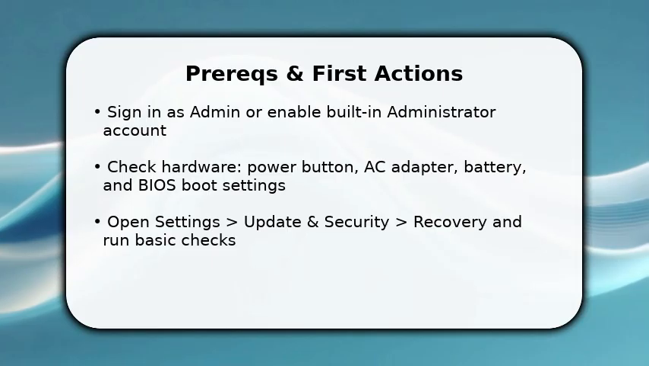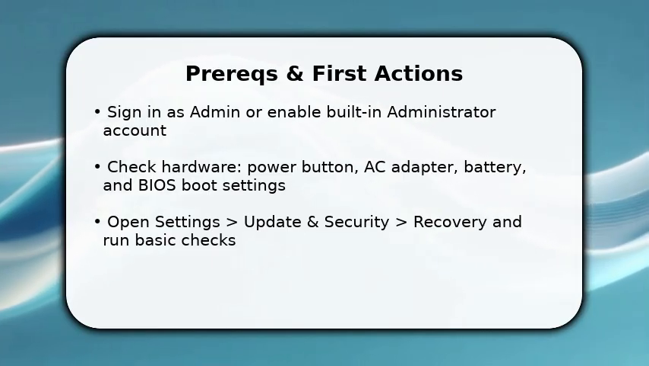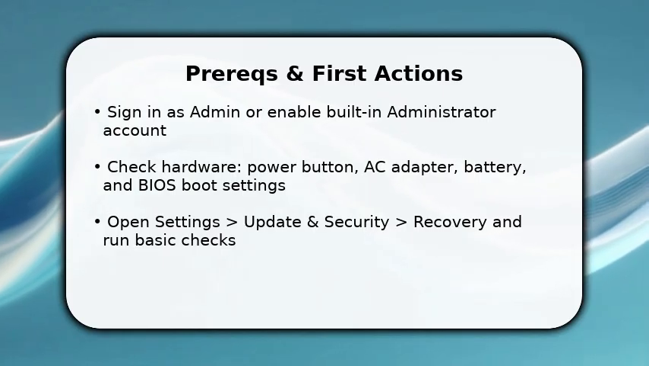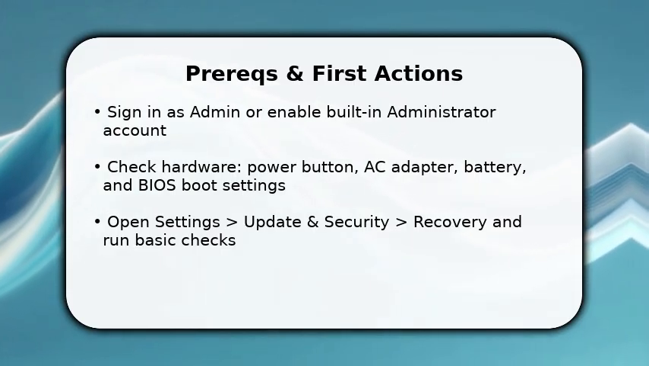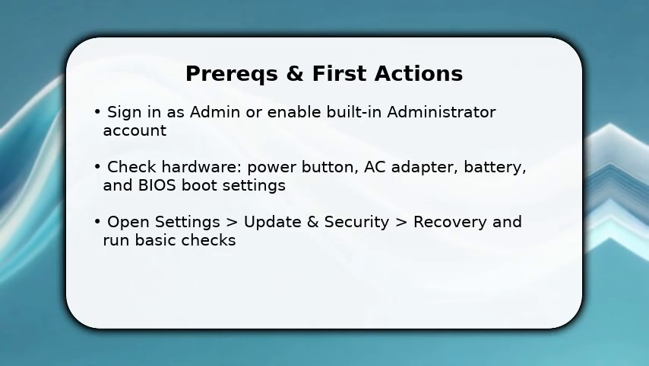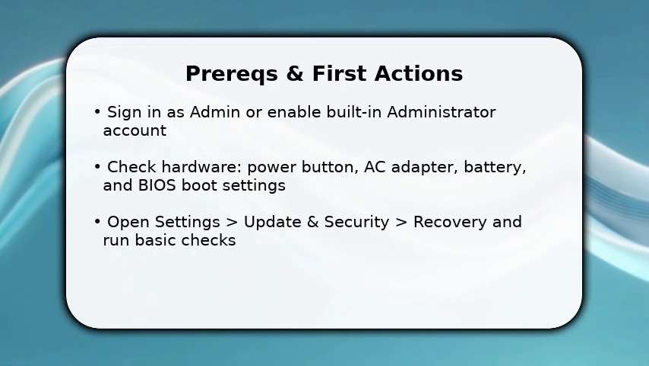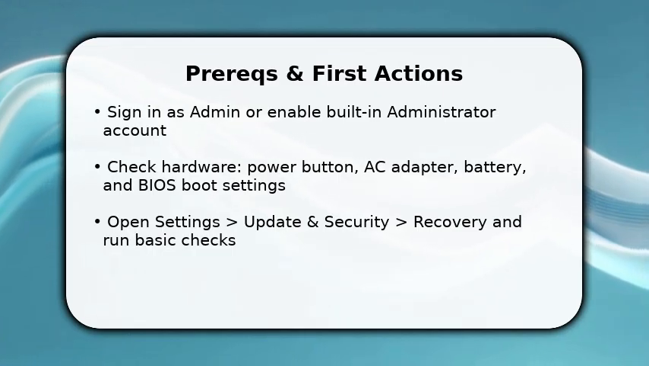You need admin rights and a stable power source. Do that first. Once signed in as administrator, check the physical power, cable, adapter, battery seating, and indicator LEDs. Next, open settings and confirm Windows is up to date. Updates often restore missing UI elements.